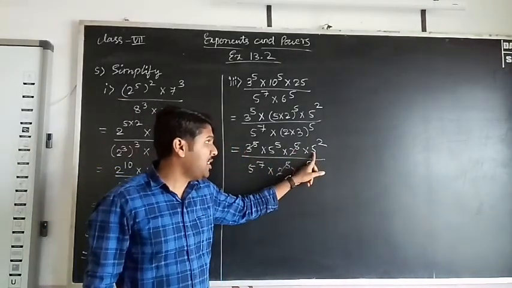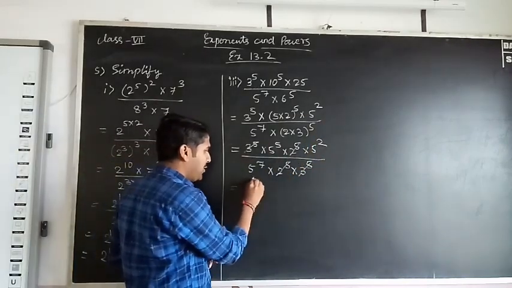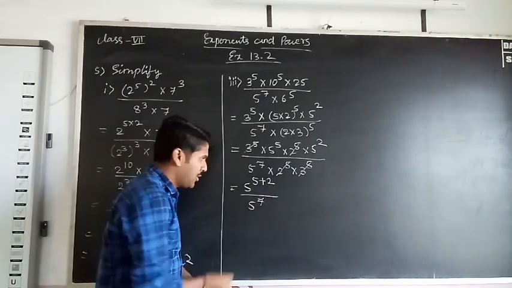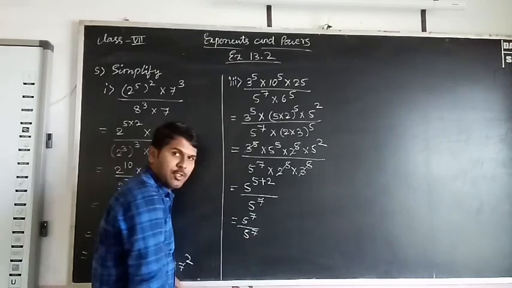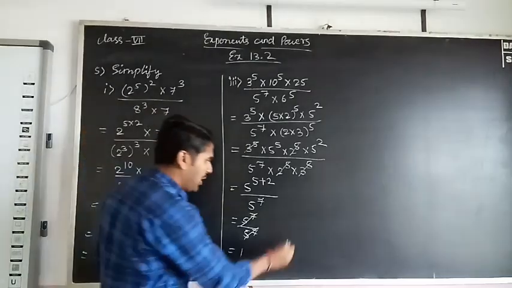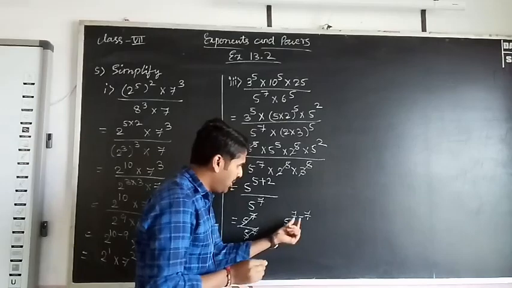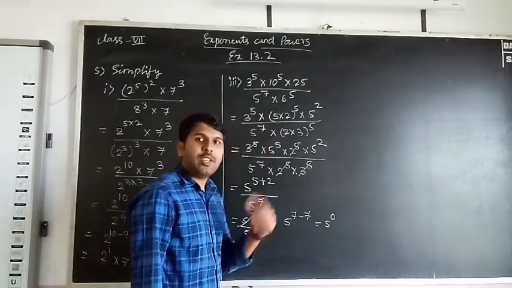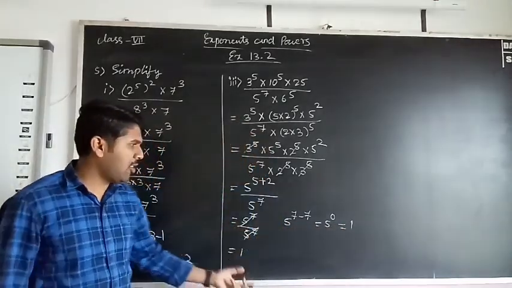So here multiplication is there, the bases are same, so just add the powers. 5 raised to 5 plus 2, divided by 5 raised to 7. So 5 raised to 7 divided by 5 raised to 7. Both are same, so it gets cancelled. The answer is 1. Otherwise use the laws of exponent: 5 raised to 7 minus 7, you will get 5 raised to 0. Anything raised to 0 means 1. Both are same, so directly you can cancel it.